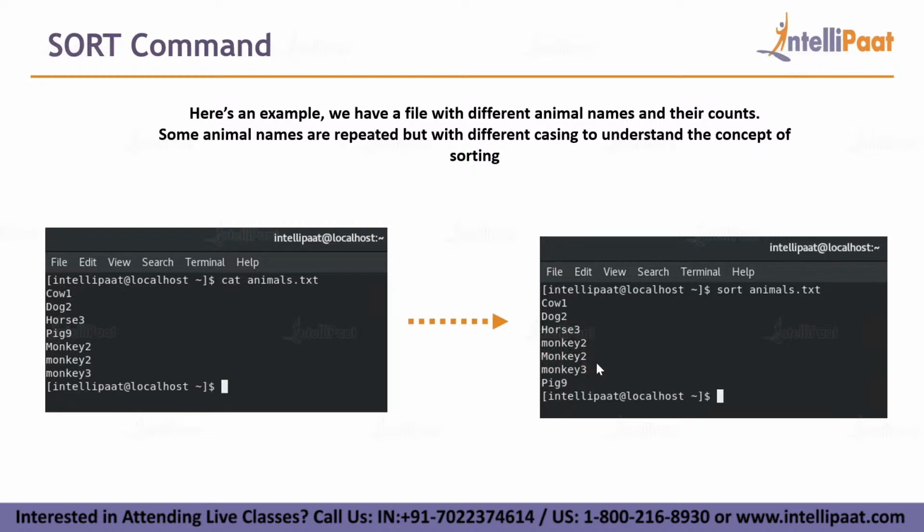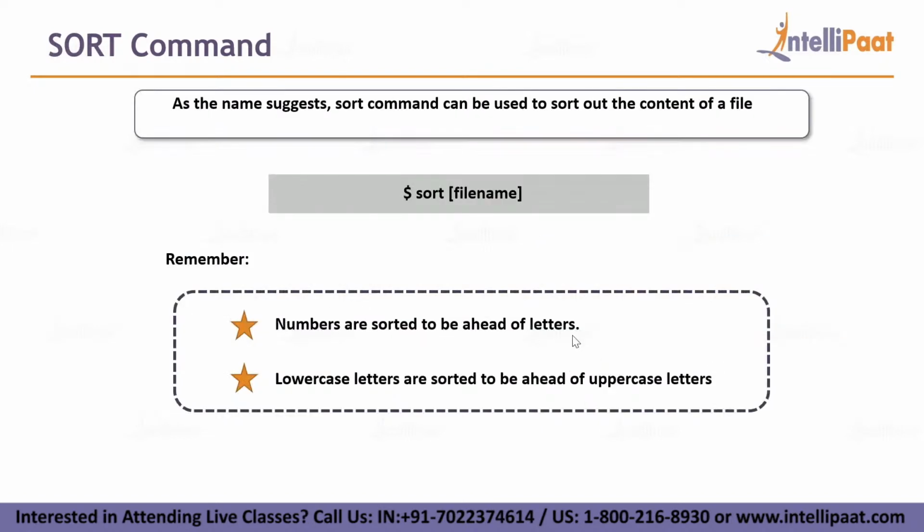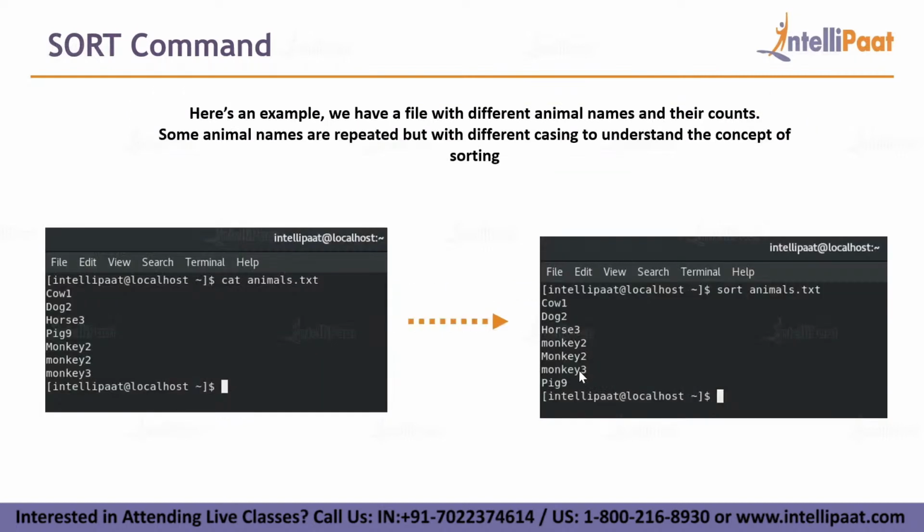Also, one more pointer is that numbers are sorted to be ahead of letters. So here you can see, even though the casing is different, first what they checked was the numbers. There it is 2 and 3, so 2 is smaller than 3, so obviously this comes before and this comes after, and then P and 9. You can see this 9 is the biggest number, so it comes last. So now let's try the same thing in our virtual machine.